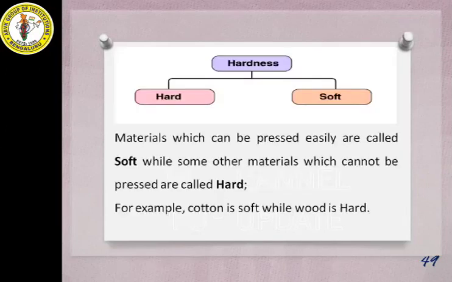Next, based on hardness. See, roughness is different, hardness is different. Roughness means smooth or rough. Hardness means hard or soft. So the materials which can be pressed easily are called soft, while some other materials which cannot be pressed are called hard. For example, sponge is a soft material. You can compress, you can press. Similarly, if you take wood, you can't compress it. So that is hard. Understood? For example, cotton is soft while wood is hard.